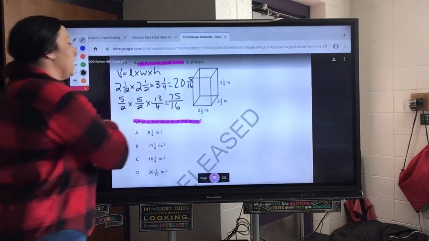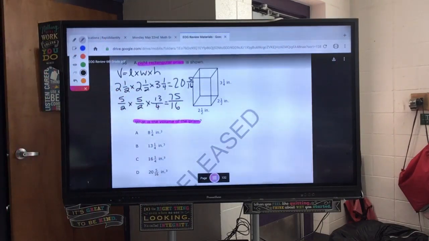16. Alright, and then obviously that's not our answer. So what would we do with that? 75 sixteenths. What would we have to do? Someone other than Levi. Emma? Simplify. I mean, you can simplify, but what do you have to do? Because even if we simplify, we're still not gonna get an answer choice that's up there. What do we have to do? This is an improper fraction. Mikael. You have to change it to a mixed number.